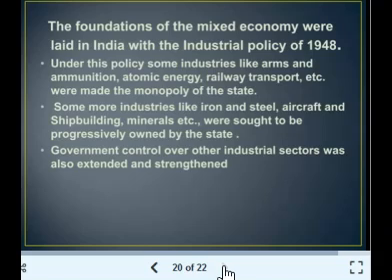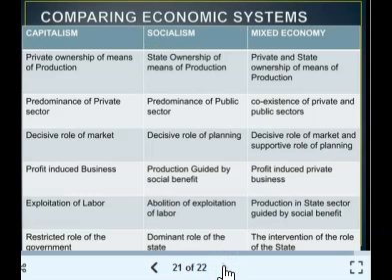This just gives you some examples of the foundations of the mixed economy, which started in India with the industrial policies in 1948. This chart gives you a breakdown of capitalism, socialism, and mixed economy. This is really an important one I would have you look at so you could do some sort of comparison. I think it's a really good aspect of that.